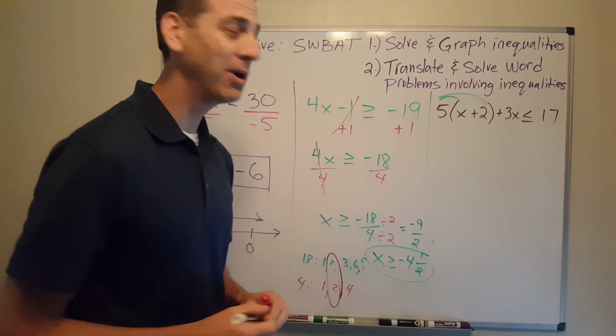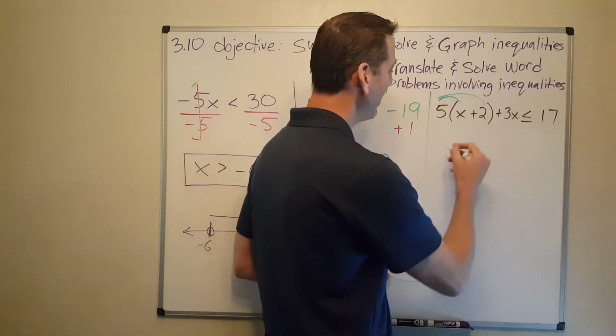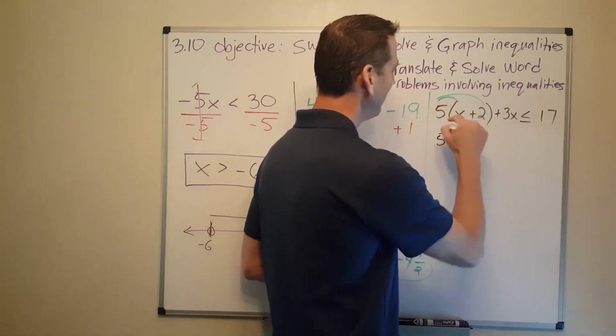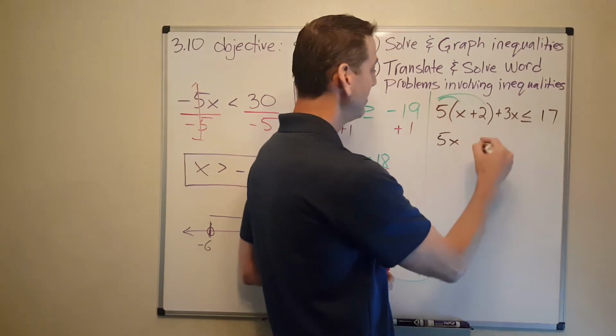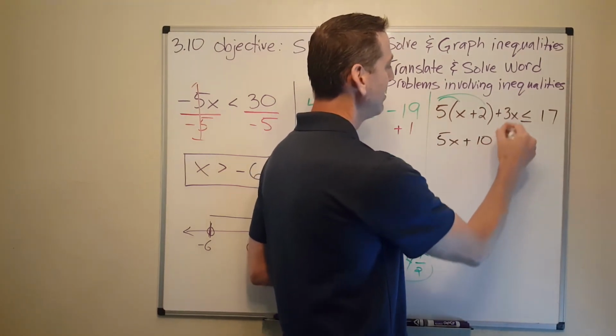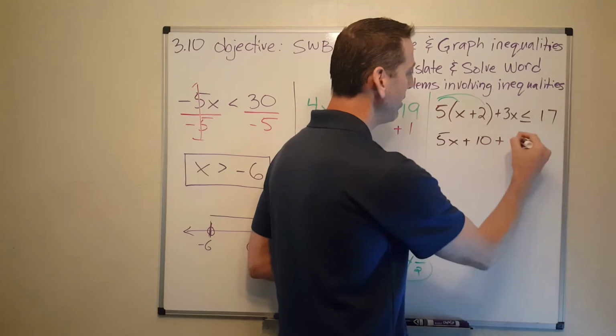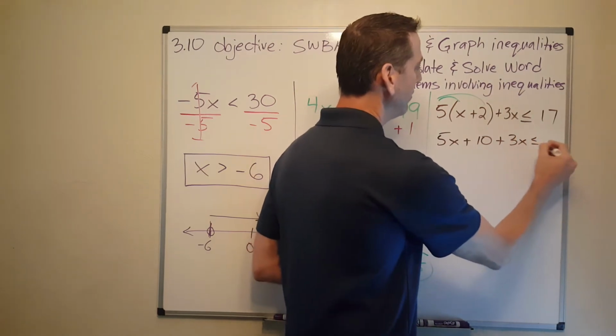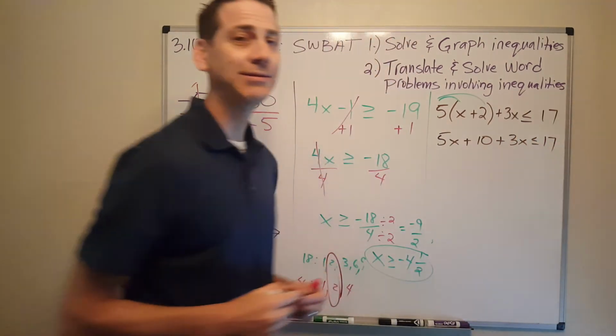All right, here we go. 5x and 5 times 2 is 10. And then I bring everything down. Less than or equal to 17.